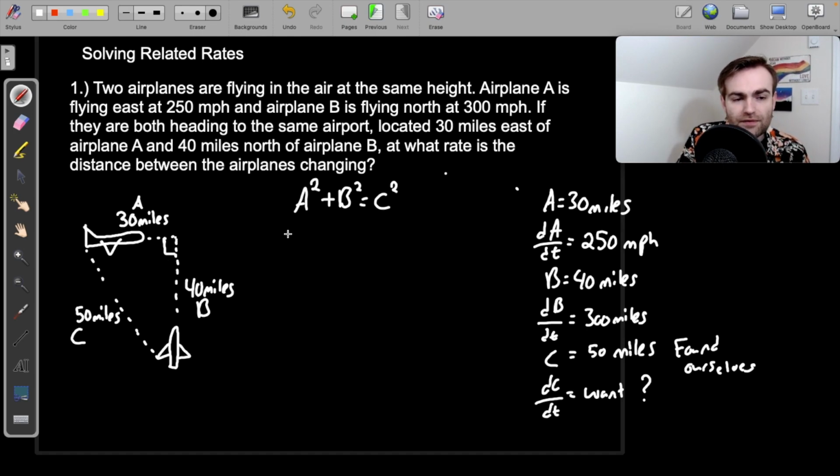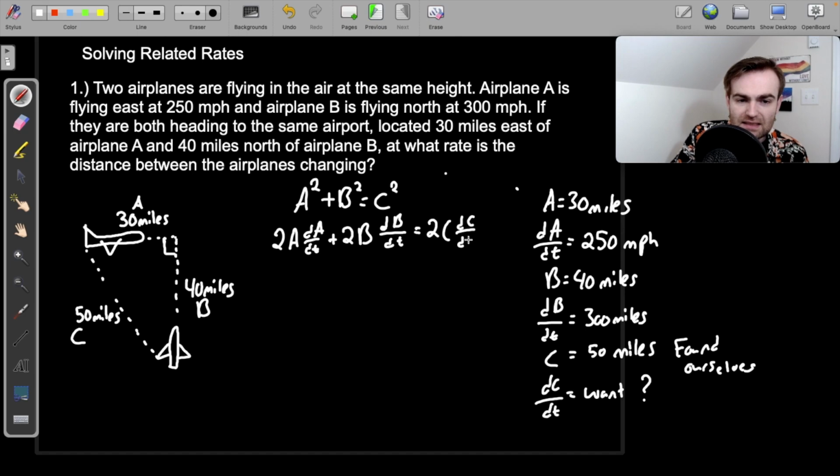So the derivative of each of these would be 2 big A dA dt plus 2 big B dB dt is equal to 2 big C dC dt.